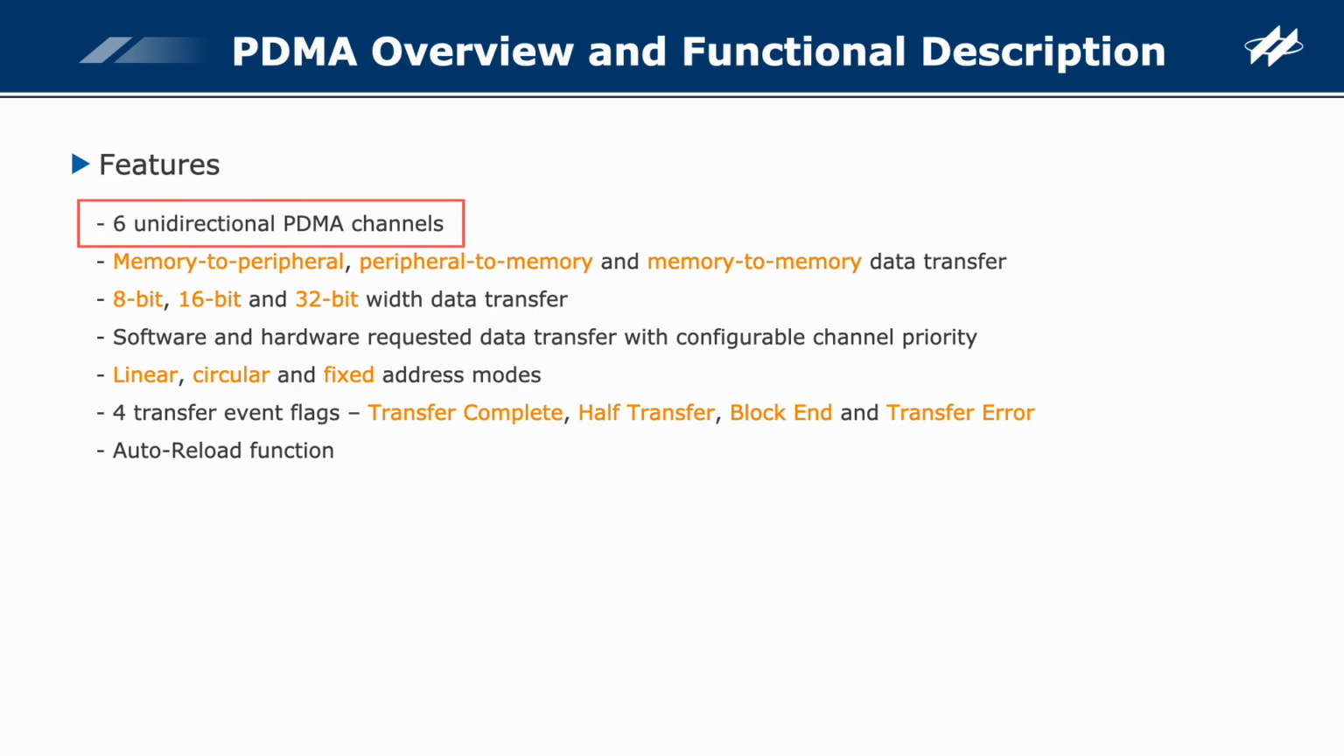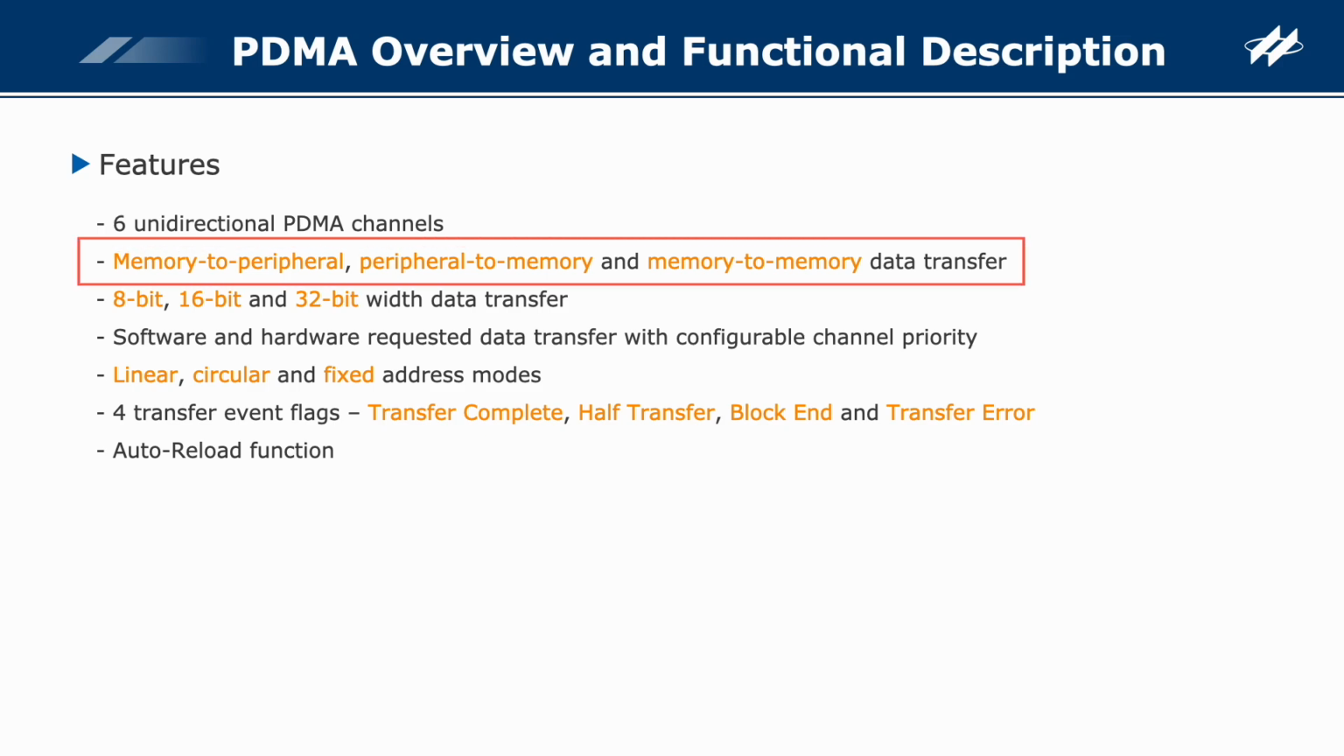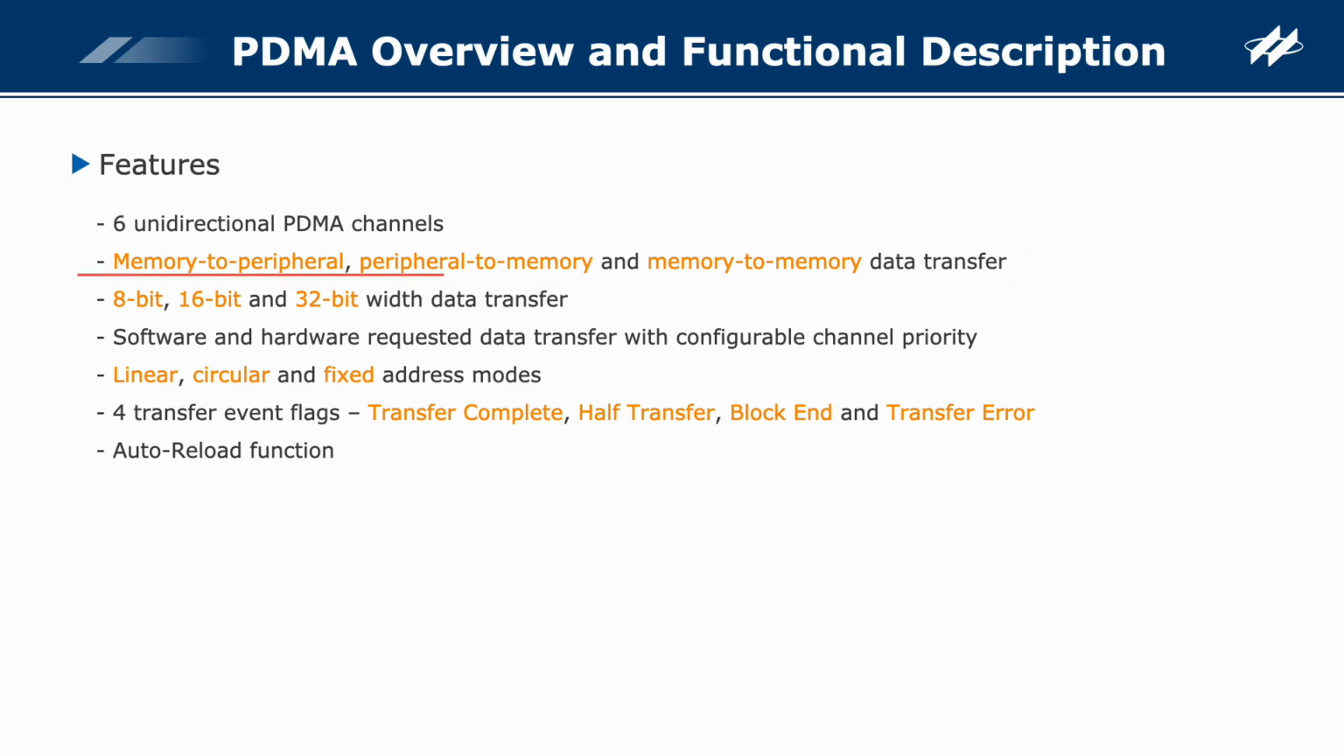The PDMA provides 6 unidirectional channels. The number of channels varies with different MCUs. Refer to the corresponding MCU datasheet for details. The PDMA supports the memory-to-peripheral, peripheral-to-memory, and memory-to-memory data transfers. The PDMA supports 3 kinds of width data transfer: 8-bit, 16-bit, and 32-bit.